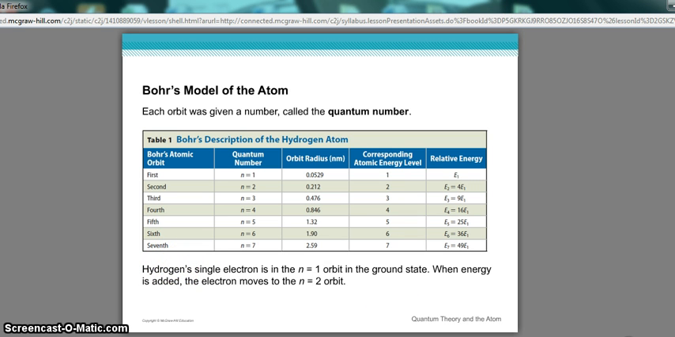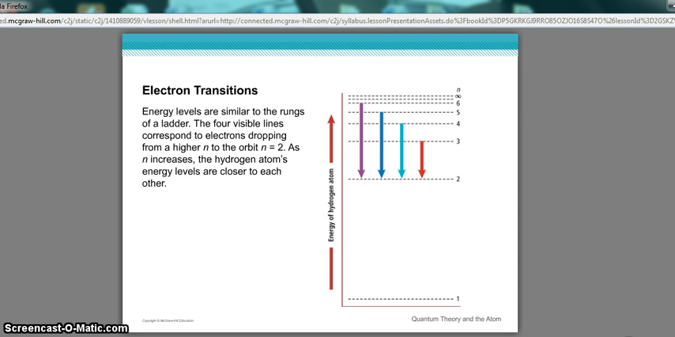All right, so let's take a look at these energy levels. The energy levels within an atom are similar to rungs of a ladder, meaning the electrons can be in an energy level, but they can't be between energy levels. You can stand on one rung of a ladder, but you can't stand in between. The other thing that Bohr said is that as you get farther and farther from the nucleus, the energy levels are going to get closer and closer together, meaning it takes less energy to move from one energy level to the next within the atom.